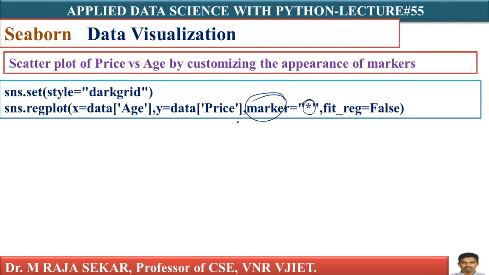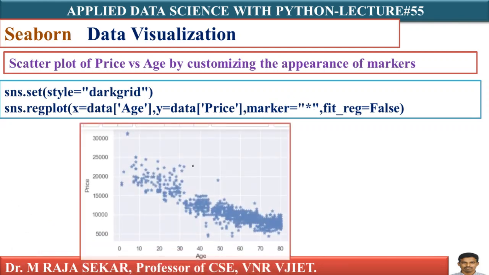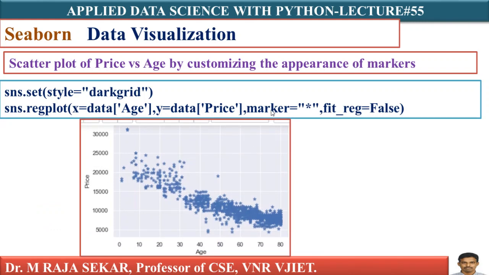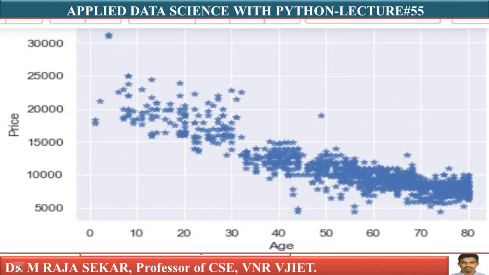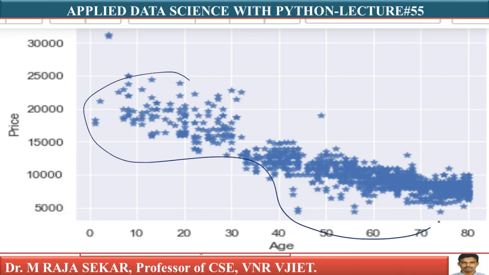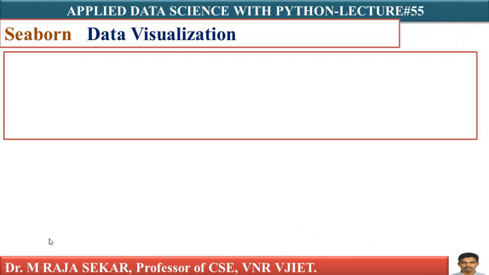In this example we are going to create a scatter plot of price versus age by fuel type. Before going to discuss that, let me show the same output by customizing. How am I customizing? By giving marker equal to star. In that case you will get this type of output. Just see, I am changing the marker. If I say marker equal star, the output screen gives the output in terms of those markers. You can customize the markers. That is my intention. Now let me proceed further.